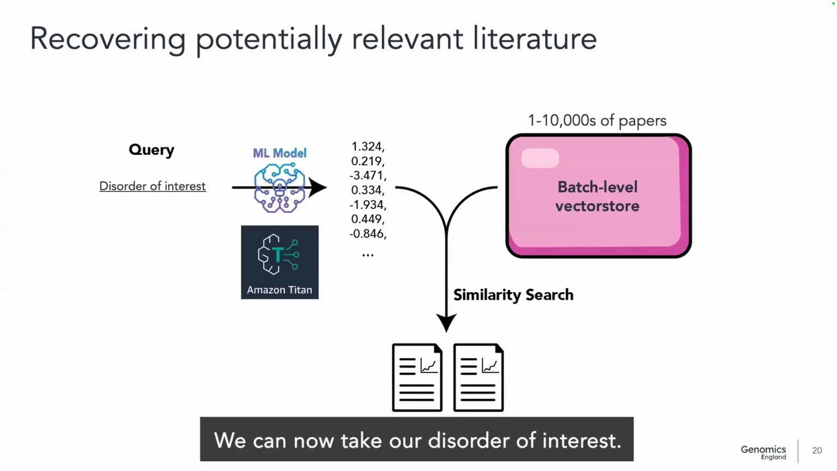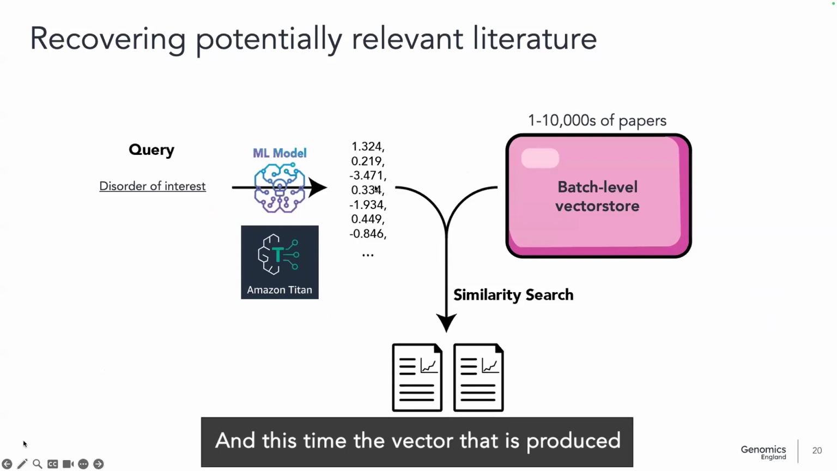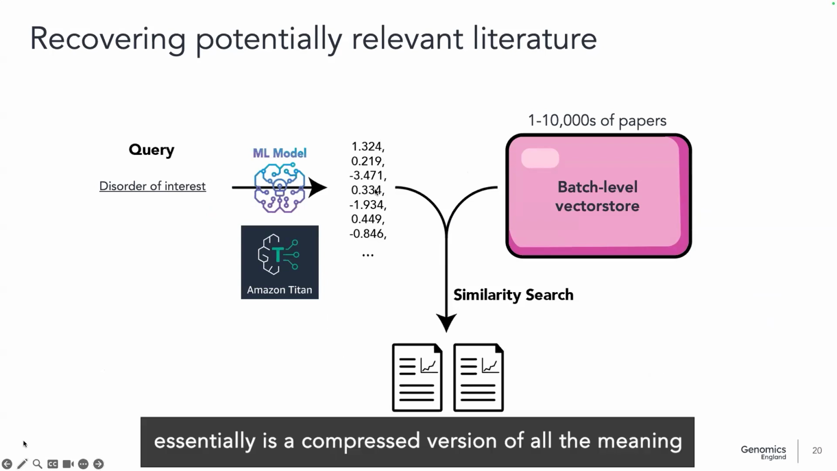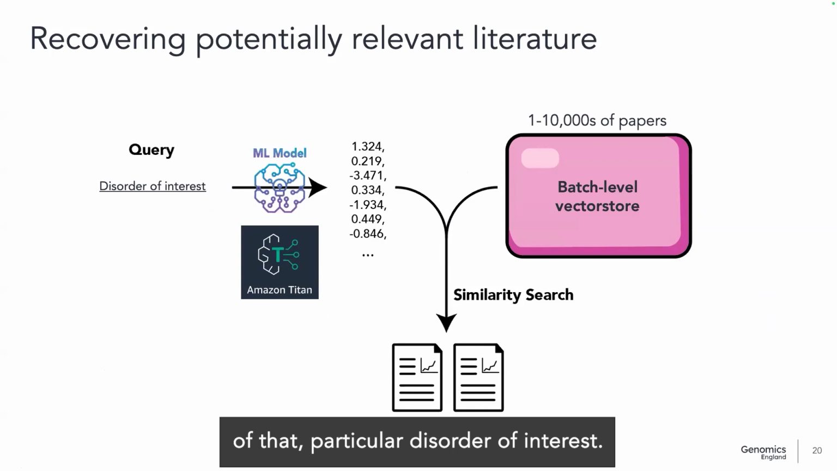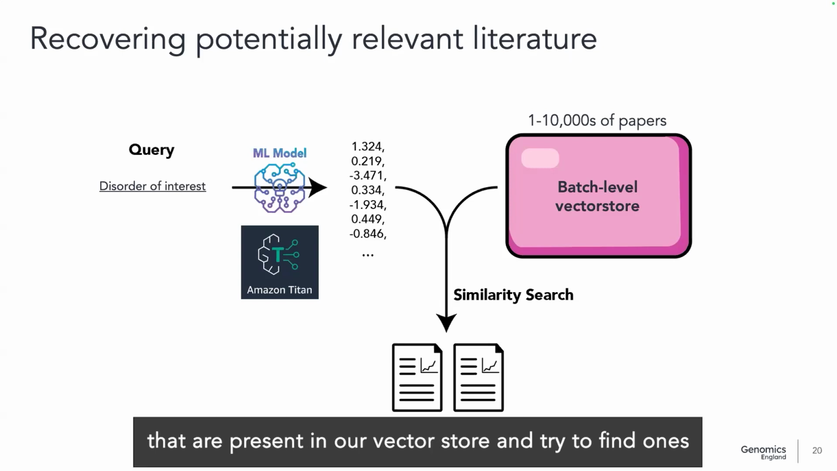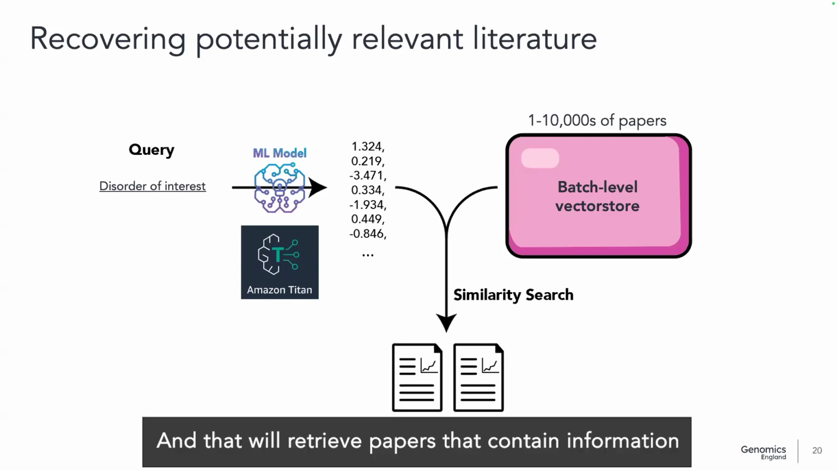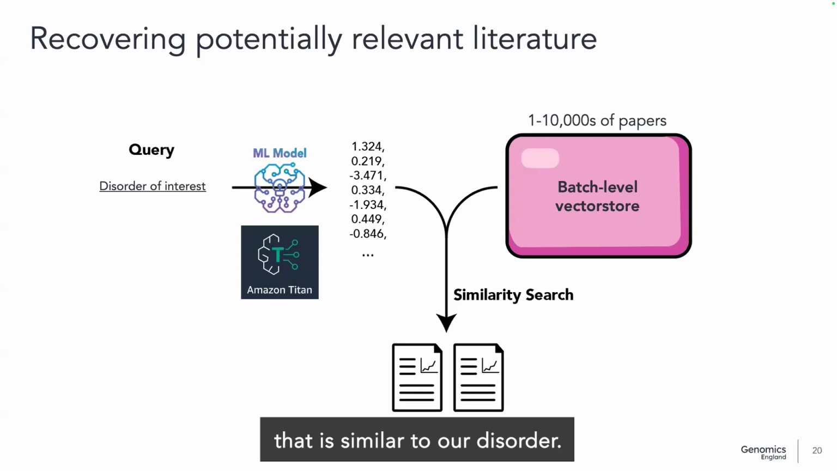We can now take our disorder of interest, we send it through the exact same model, and this time the vector that is produced, the embedding that is produced, essentially is a compressed version of all the meaning of that particular disorder of interest. We can then compare that to all the vectors that are present in our vector store and try to find ones that are particularly similar via, for instance, a cosine similarity. And that will retrieve papers that contain information that is similar to our disorder.